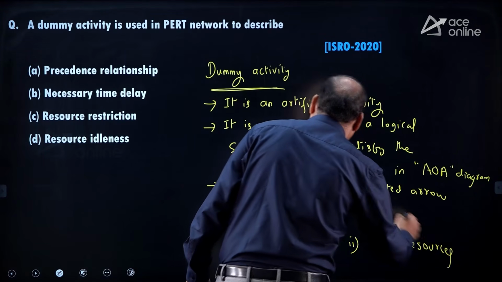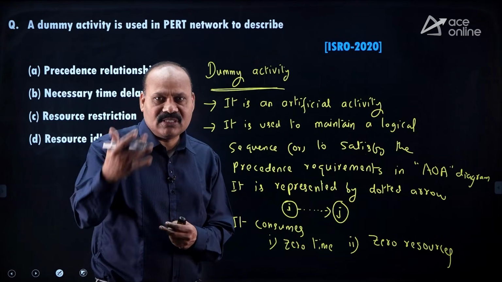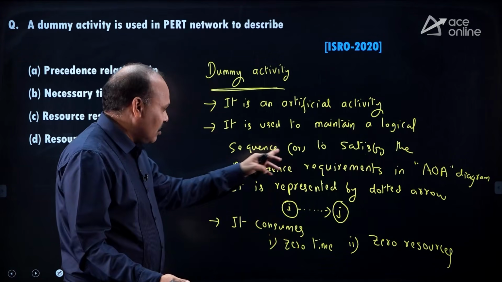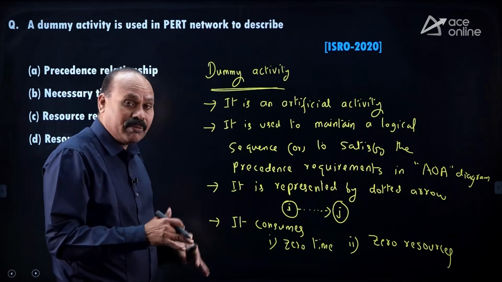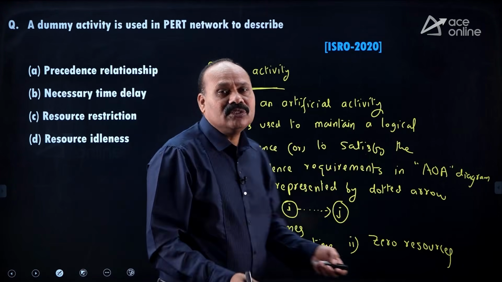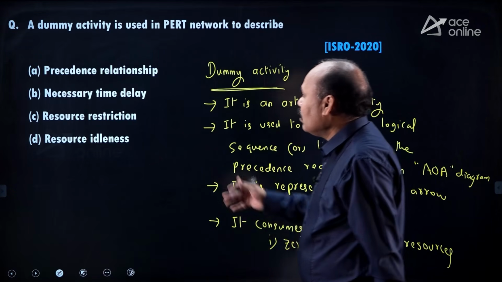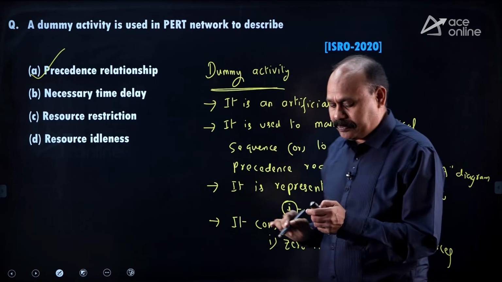So these are the points related to dummy activity. It is an artificial activity, meant for logical sequence or to satisfy the relationship or precedence requirements. It is shown in the form of a dotted arrow. It consumes 0 time and 0 resources. Answer is precedence relationship. It is only meant for relationship.